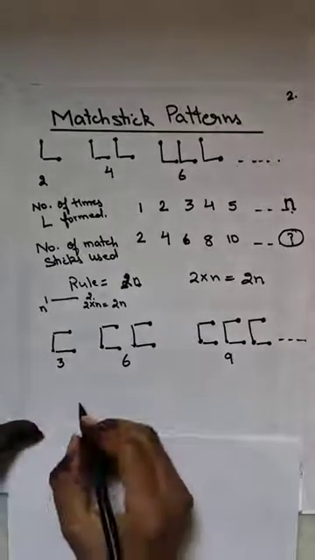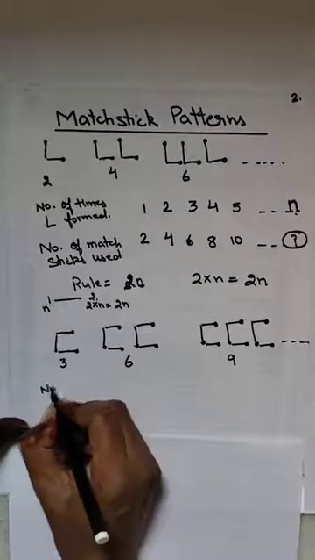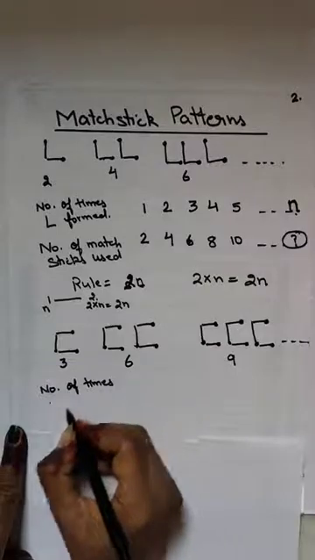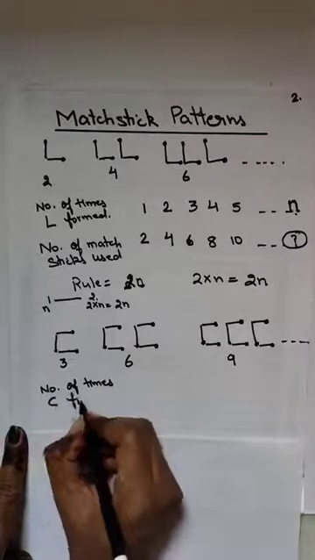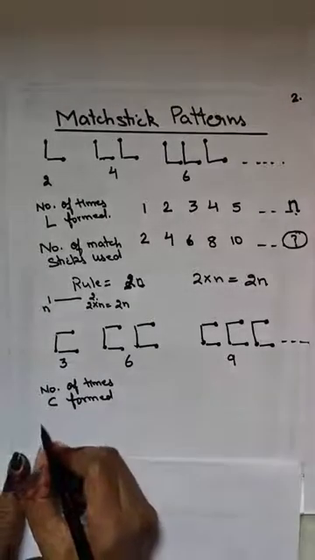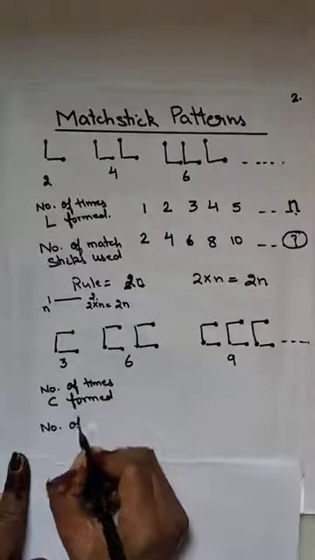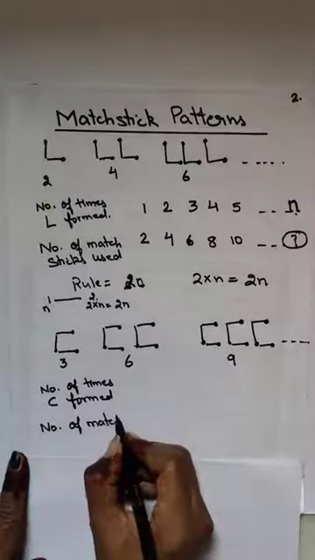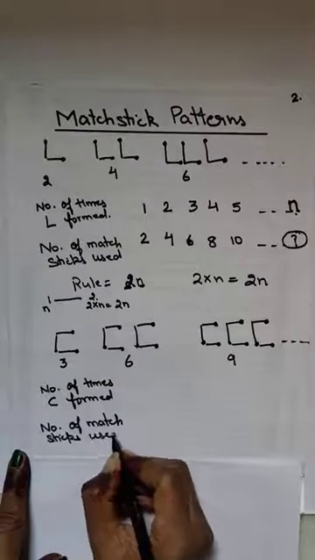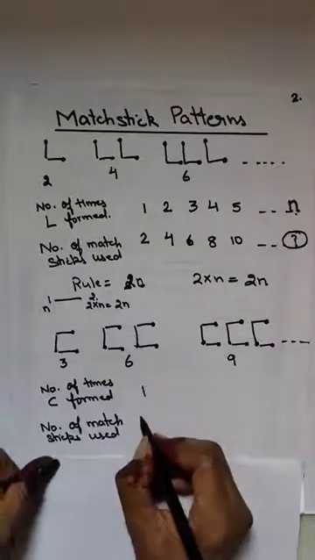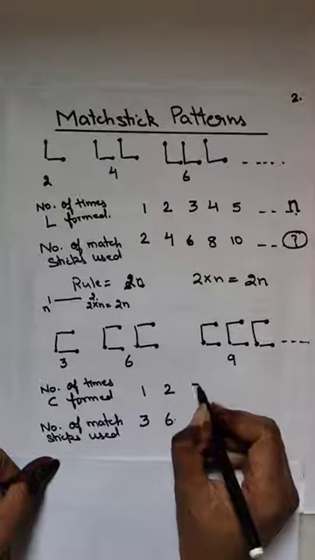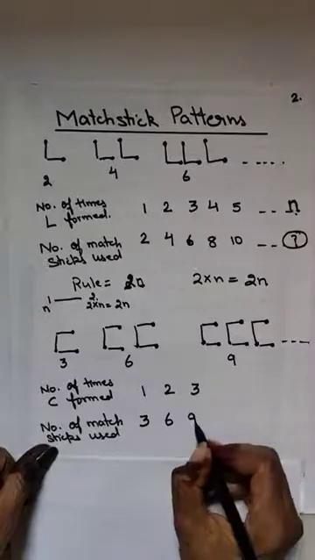So number of times C formed, and here I will write down number of matchsticks used. For 1 C, 3 matchsticks. For 2 C, 6 matchsticks. For 3 times C, 9 matchsticks.